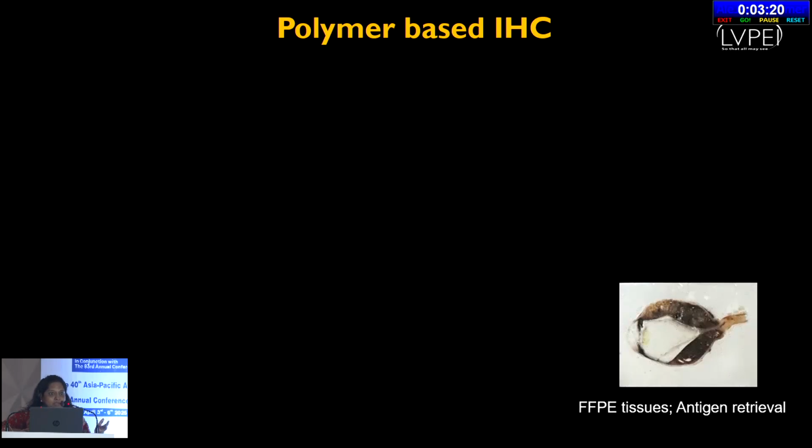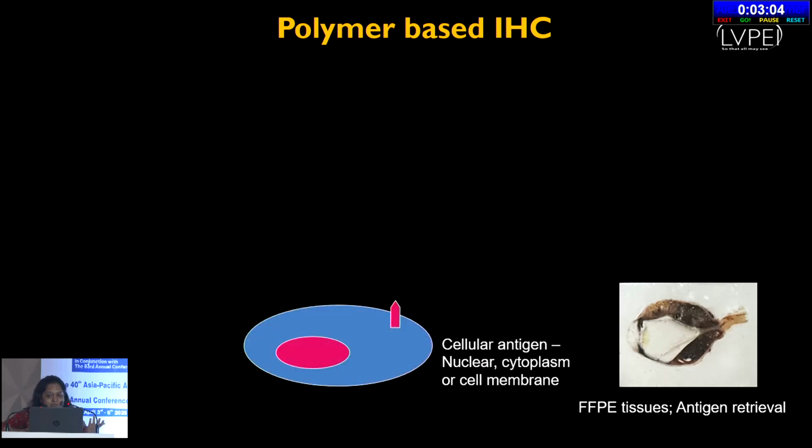What we technically use in day-to-day practice is a polymer-based IHC technique, which uses formalin-fixed paraffin-embedded tissues. We use a heat-induced antigen retrieval system, and this is the section of the enucleation block. We take sections of 5 micron thickness, put them in the microwave for 3 cycles, and then the antigens are retrieved. You have to break the formalin bonds to expose these antigens.